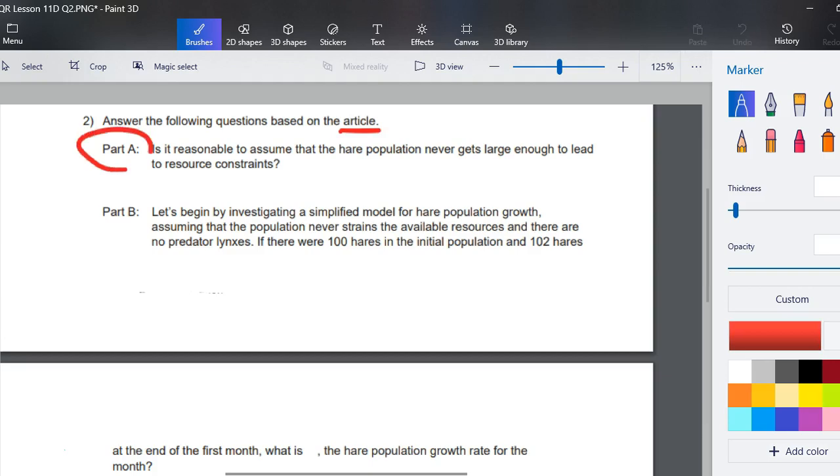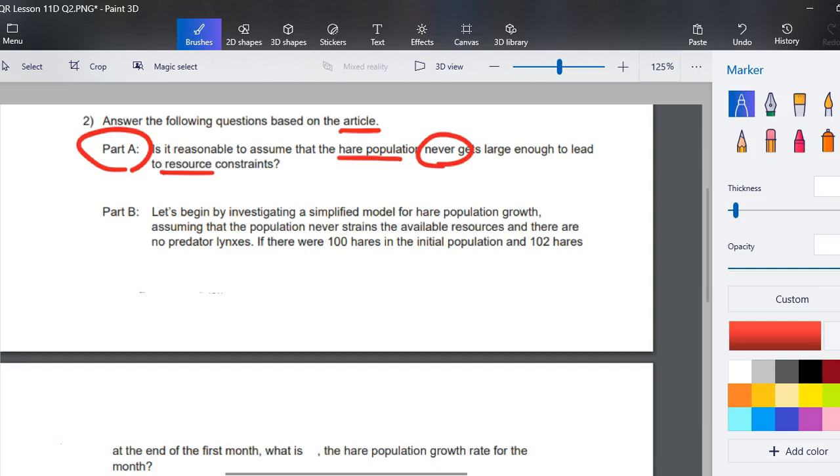Part A asks, is it reasonable to assume that the hare population never gets large enough that it's going to lead to resource constraints? Put down your thoughts: yes, no, maybe. You could have possibly said something like, yes, that is an assumption that's reasonable. You might have said, no, never is a strong word. I think it is possible that the hare population could grow to a point where resources are strained.